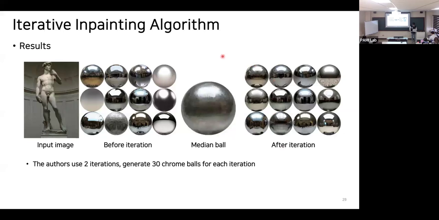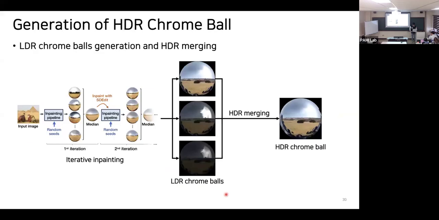As you can see here, by this iterative in-painting, although in the first iteration they make really diverse combos, they become more consistent in the second iteration like this. In this paper, the authors said that they use 2 iterations and generate 30 combos for each iteration. So now what we have to do is make the HDR combo.